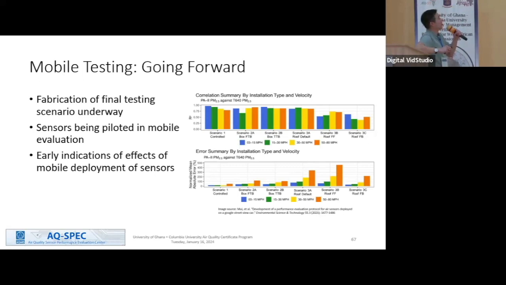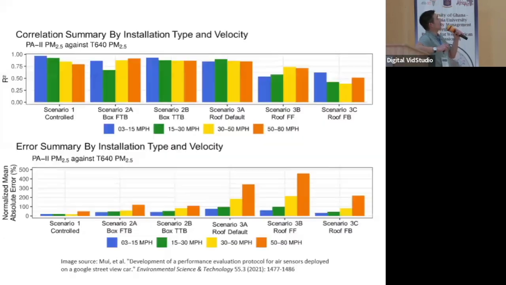So this shows, when we test the PurpleAir, the PA2, for their PM2.5 signal against the T640, we look at the R squared. So we have scenario one. Back then we called the controlled flow duct our scenario one. And you can see pretty high R squareds as a function of walking and bicycle speeds, the speeds you would drive on local roads, the speeds you would drive on arterial roads, and then these are highway speeds. So even if we're driving pretty fast, you're not seeing degradation.